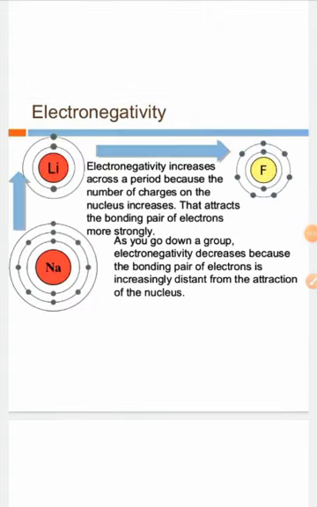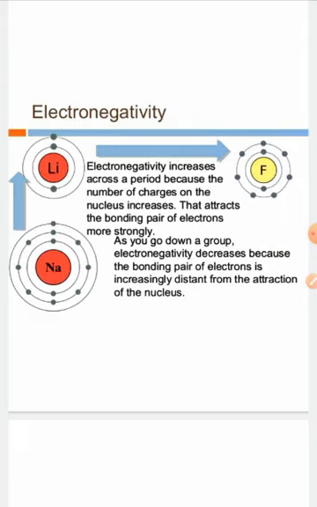Let us see it again. Electronegativity increases across a period because the number of charges on the nucleus increases. That attracts the bonding pair of electrons more strongly. As the size is decreasing, the force between the nucleus and the valence electron increases, and it attracts the electron more easily. But as we move down a group, electronegativity decreases because the bonding pair of electrons is increasingly distant from the attraction of nucleus.